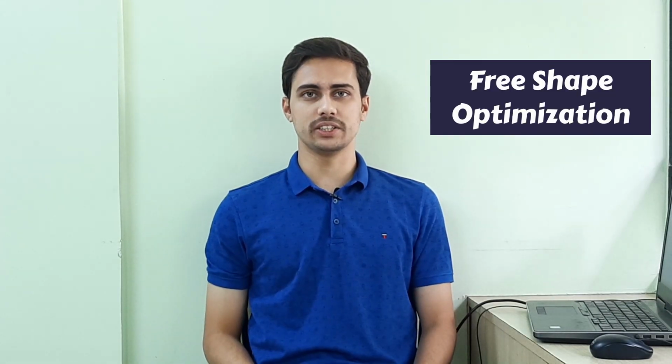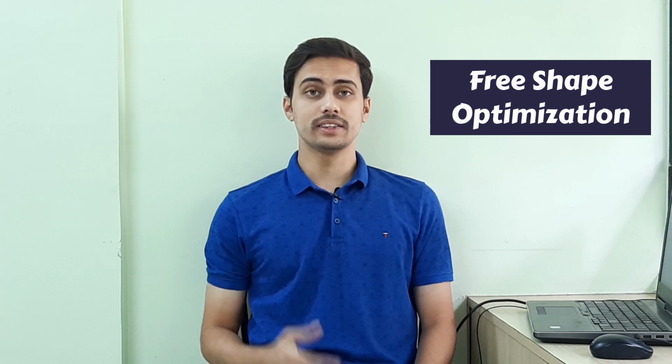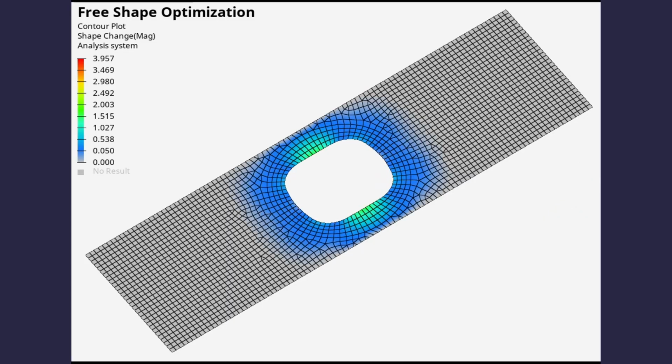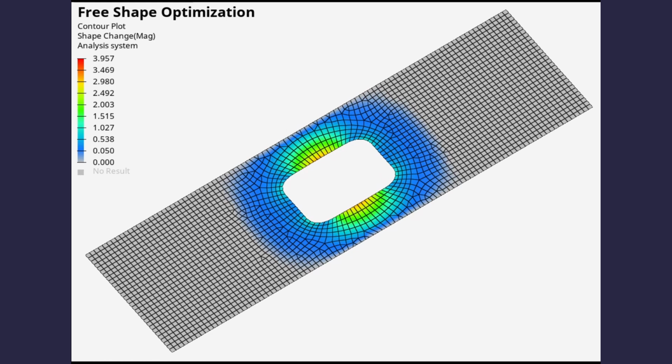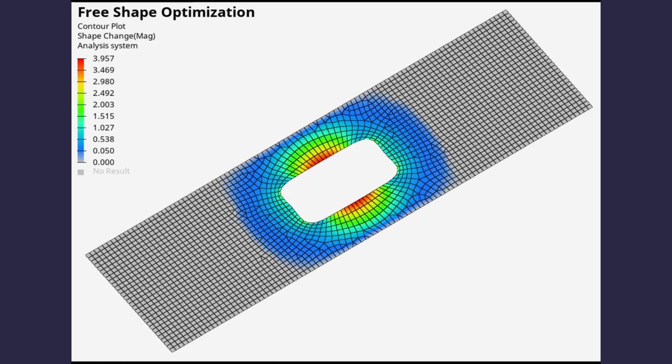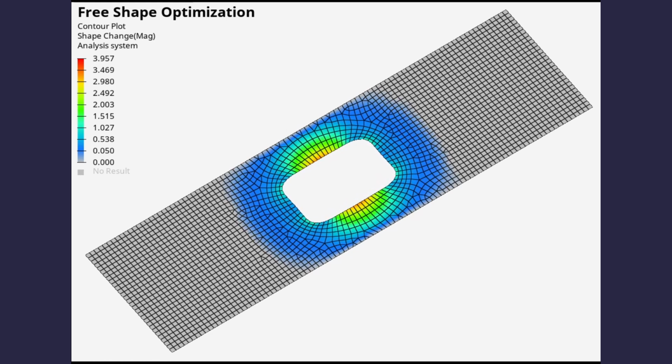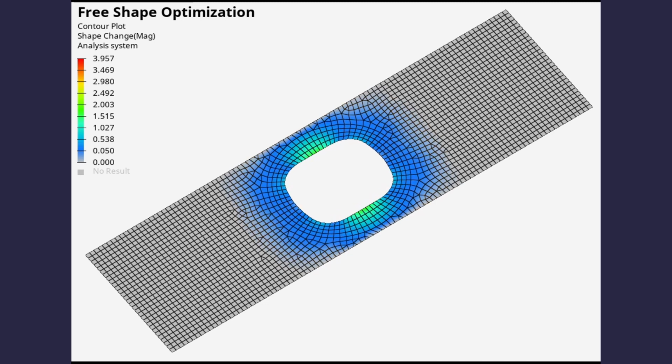In this tutorial, we will perform a free shape optimization using Hypermesh and Optistruct. This type of optimization is used to make minor changes to the original design to meet specific requirements. We will perform free shape optimization on a simple plate with a hole geometry to minimize the stress concentration along hole edges when a tensile force is applied on the plate.